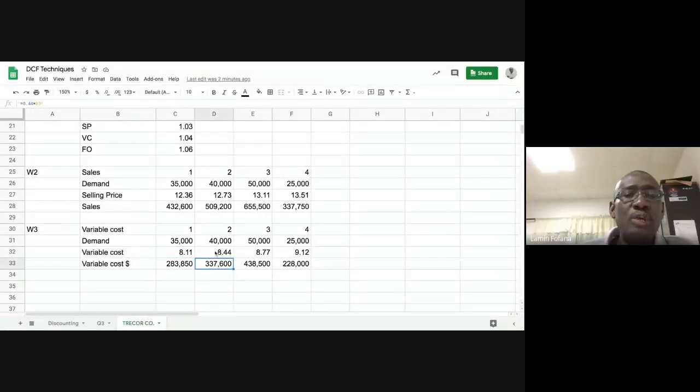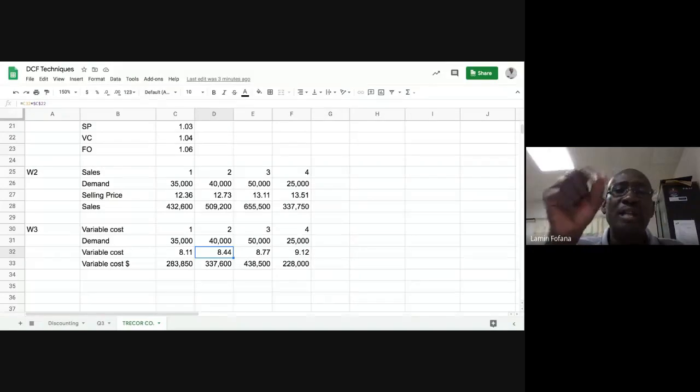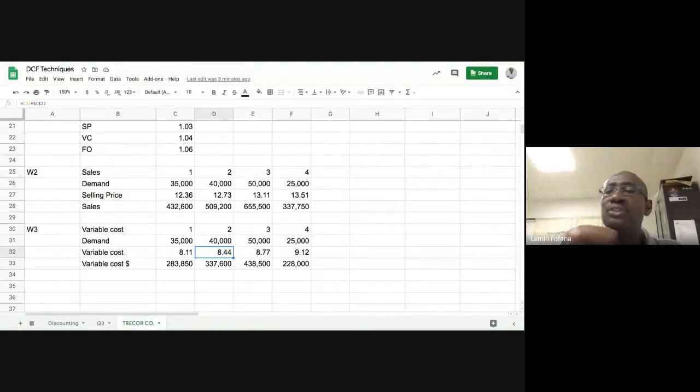No, when you're finding the year 2, you will not take 8.11. You will not type 8.11. No, you will type the value. This value here is not 8.11. It's more than 8.11. So you'll say equals, click on this cell, multiply by this rate, 1.04. Yes, then you should get 8.44. Because you've rounded it, you put 8.11 in your calculator, that's why you had 8.43.